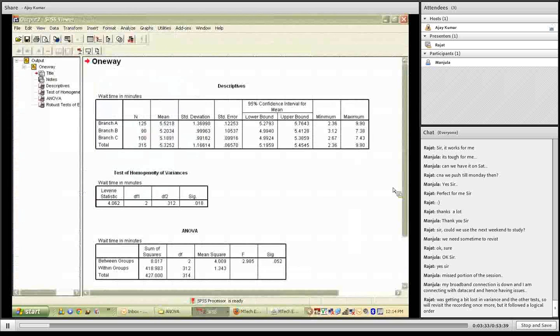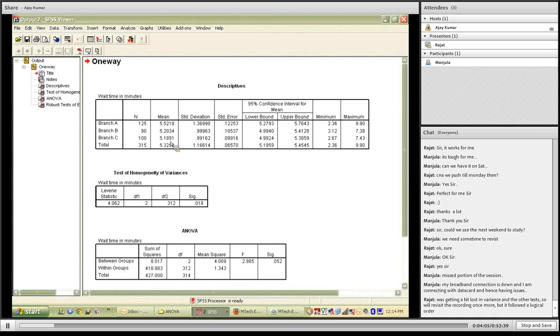If you look at it, N represents the number of people: 125 in branch A, 91 in branch B, 100 in branch C. These are the mean values, the mean values of the times. For the 125 people who visited branch A, the waiting time was around 5 minutes 52 seconds. In branch B, the mean waiting time was 5.20. In branch C, the mean waiting time was 5.1.